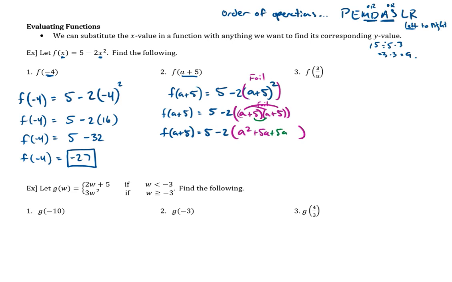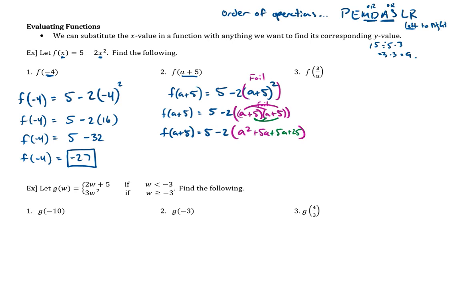So 5 into a would be 5a. And then this last L is multiply the last terms in each of those binomials, which would be 5 times 5 is 25. Okay, so looking at it using my colors is just really making sure this A multiplies each of those, and then this 5 multiplies each of those.